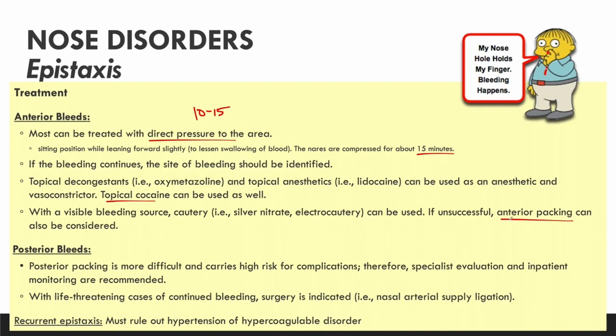I do have an algorithm on the next page that talks a little bit about the approach to the nosebleed. Posterior bleeds are going to be much more high risk. So if you suspect a posterior bleed, you should get a specialist involved sooner rather than later. They're going to need inpatient monitoring. Posterior packing is super uncomfortable and a lot more difficult, so you should get ENT involved earlier. Again, for recurrent epistaxis, if you have a patient that's having it over and over again, think about hypertension and hypercoagulable disorders.